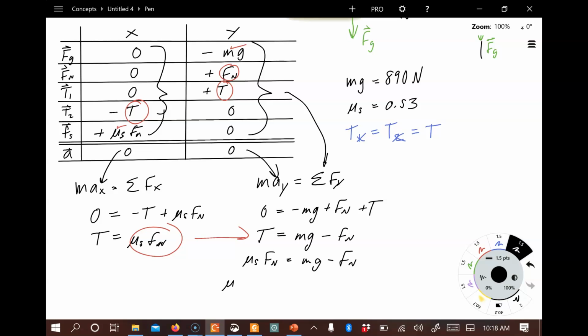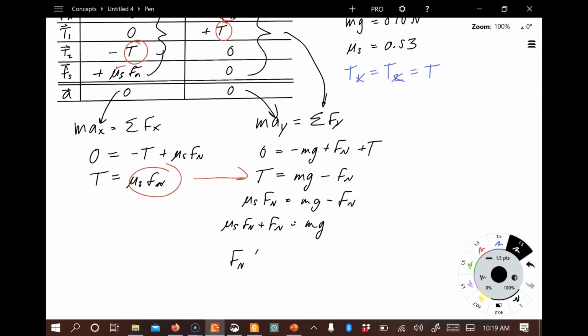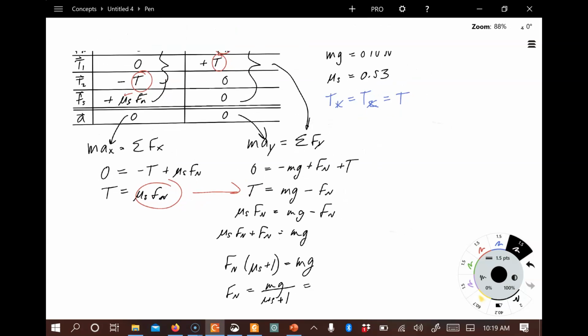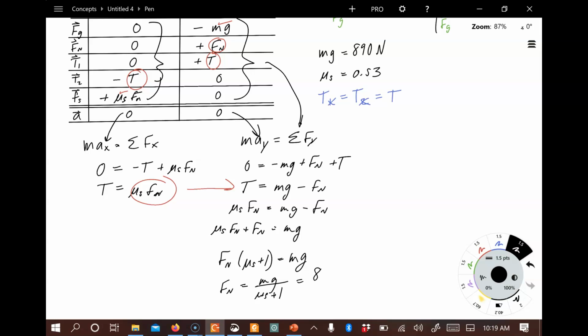Let's bring the Fn to the other side. So mu s Fn plus Fn equals mg. And finally, we'll factor out the Fn. Fn times (mu s plus 1) equals mg. Let's divide both sides, and we end up with Fn equal to mg over (mu s plus 1). And so we just plug our numbers in there. We know the magnitude of the weight mg is 890 newtons. Remember, weight is in newtons, mass is in kilograms. They gave us the weight, divided by 0.53 plus 1. We'll put that into our calculator and we get our answer. And this comes out to 582 newtons.